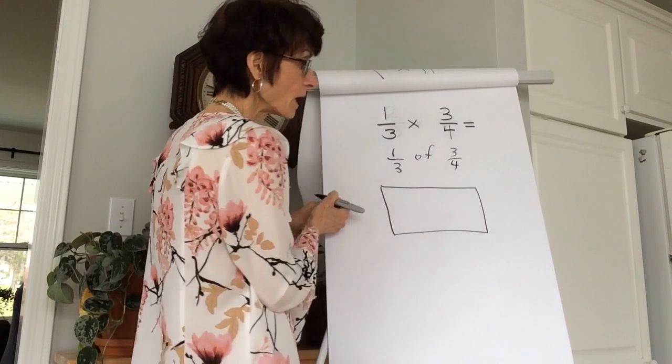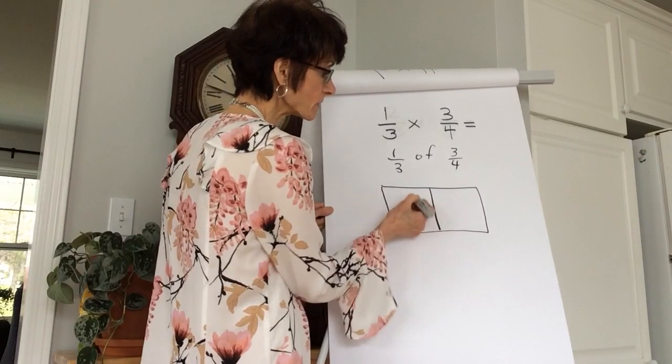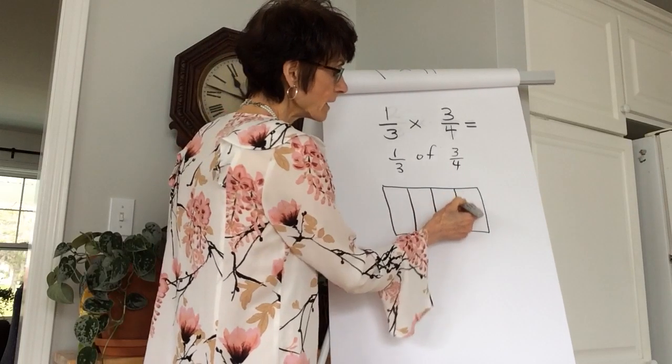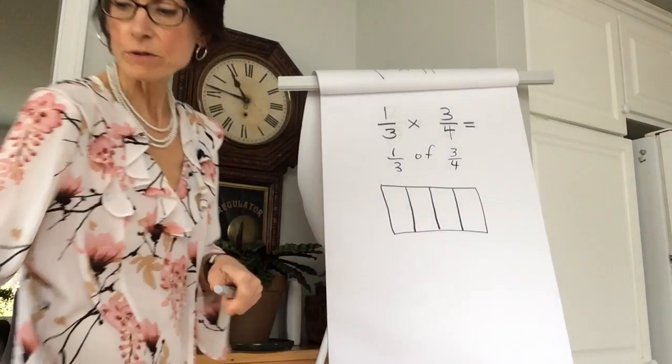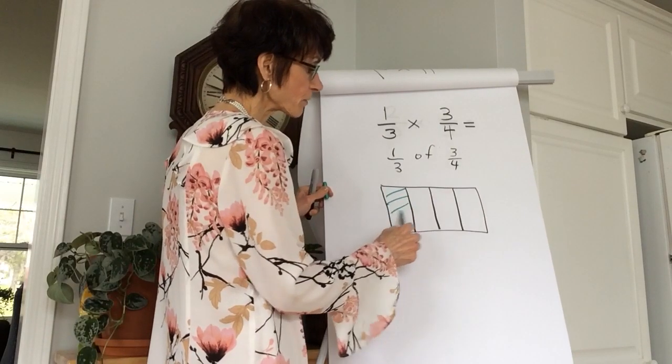So let's make this rectangle into 4. I like to divide it in half and then divide those 2 in half again. And 3/4, let's get a color so we can see this better, will be 3 of these, won't it? So we'll color off 3 of these.